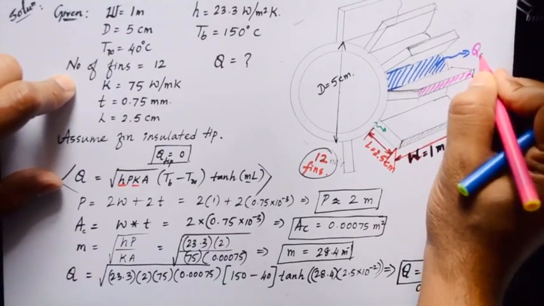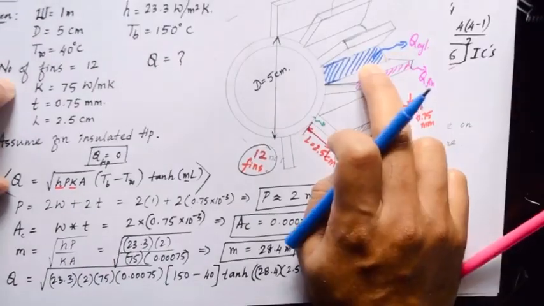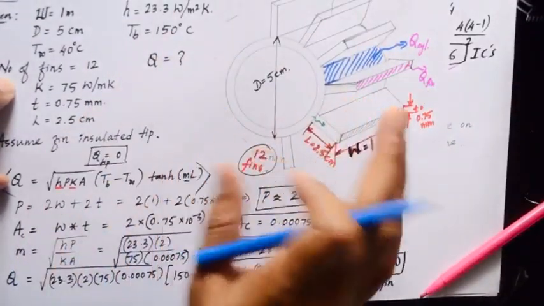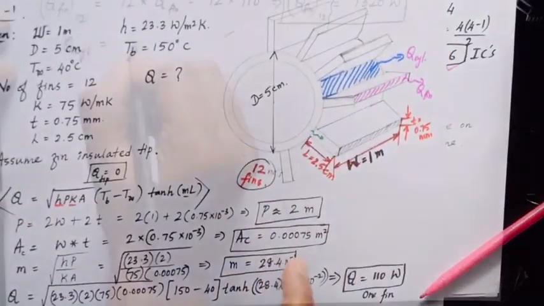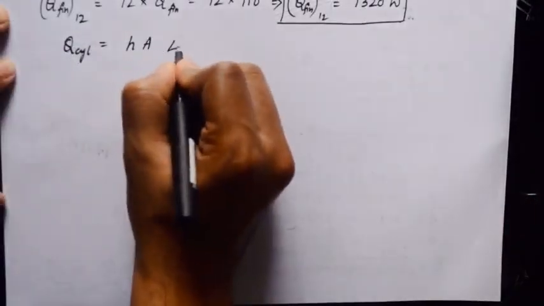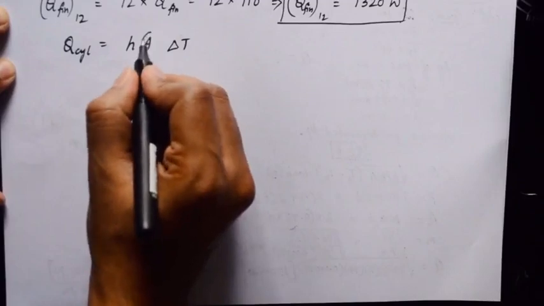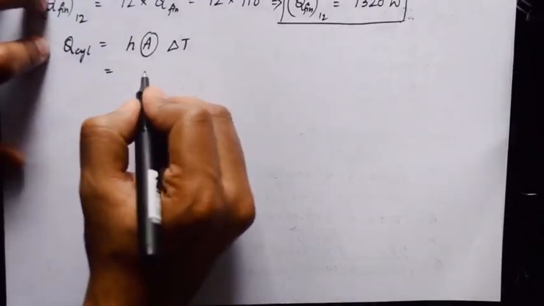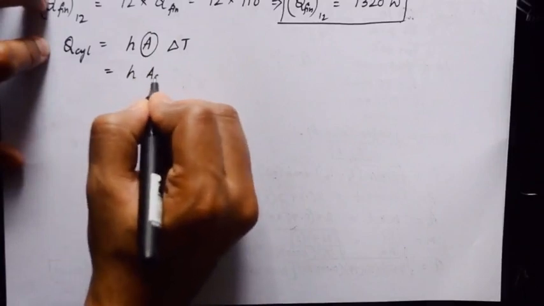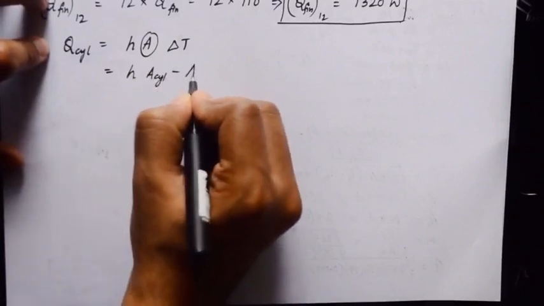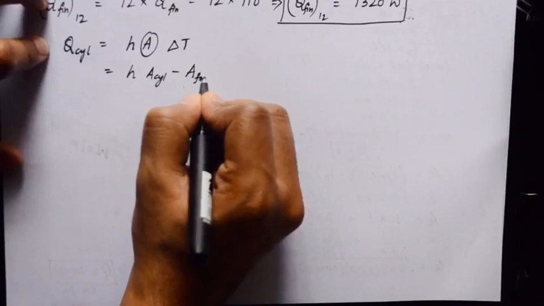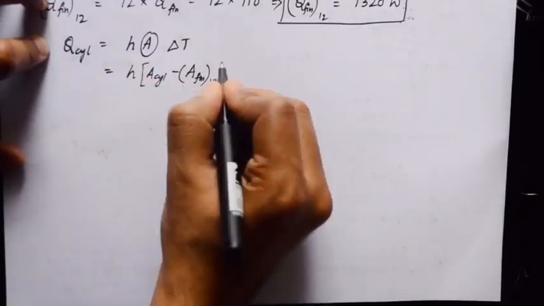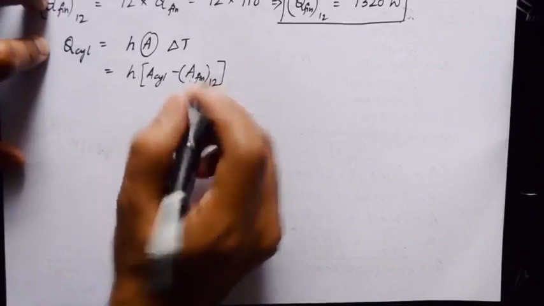So this is going to be Q cylinder, using which we will be able to add both of them, which will give us the total heat transferred when the fins are attached to the cylinder by hA delta T. So the area that we are supposed to calculate here is going to be the area that is available from the cylinder minus the area occupied by fins, not just one fin, the area occupied by 12 fins. That will give you the area that is exposed to the cylinder.